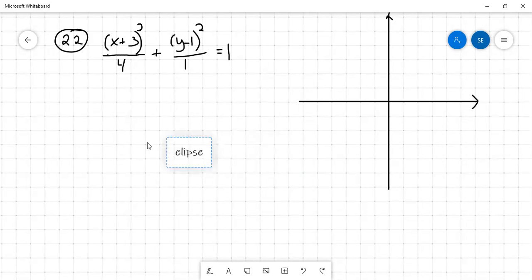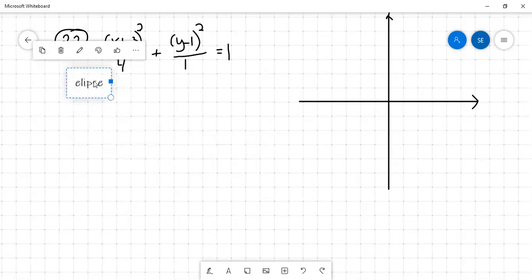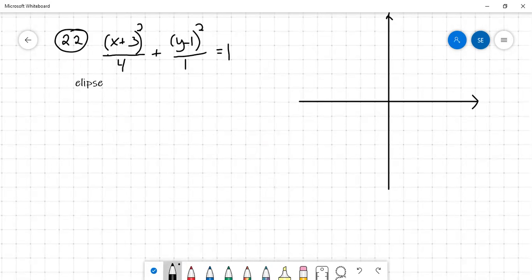I didn't mean to do that, but that came up. So this is an ellipse. The center of our ellipse is always the opposite of these components. We have x plus 3, so that's going to be minus 3 as our x component, y minus 1, so 1 is our y component. I always just automatically put this on our graph. This is -3, 1. So this is our center, and it is at (-3, 1).